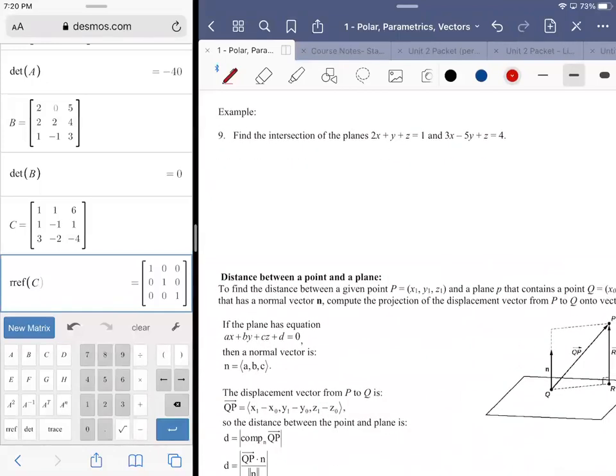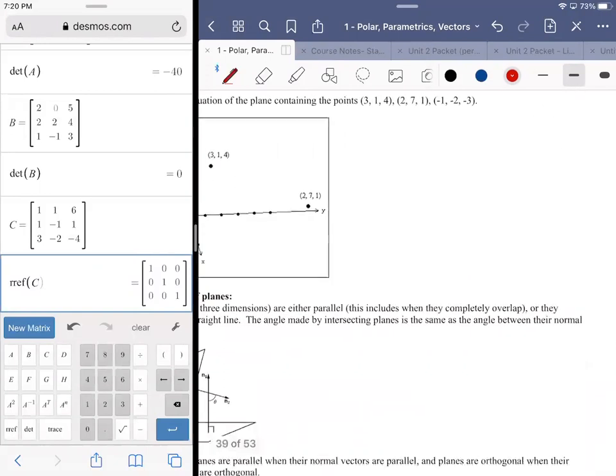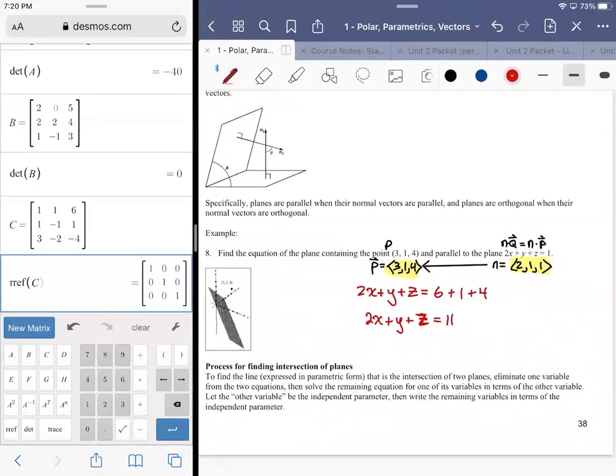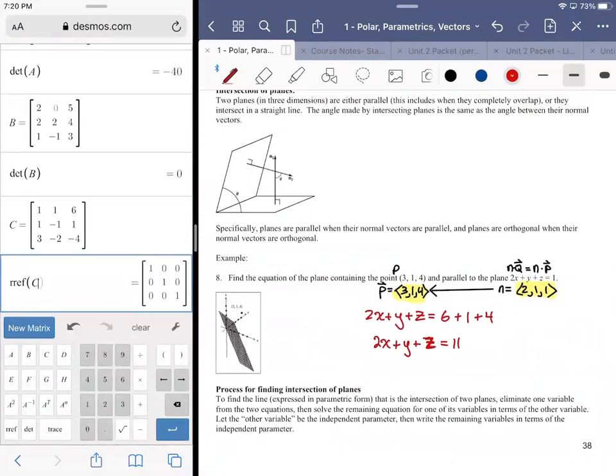Well, we've got to find whether or not their normal vectors intersect one another. Let me go back to the process here. To find the line expressed in parametric form, our result should be a line, that is the intersection of two planes. Eliminate one variable from the two equations. Then solve the remaining equation for one of the variables in terms of the other variable. Let the other variable be the independent parameter. Then write down the remaining variables in terms of that independent parameter.